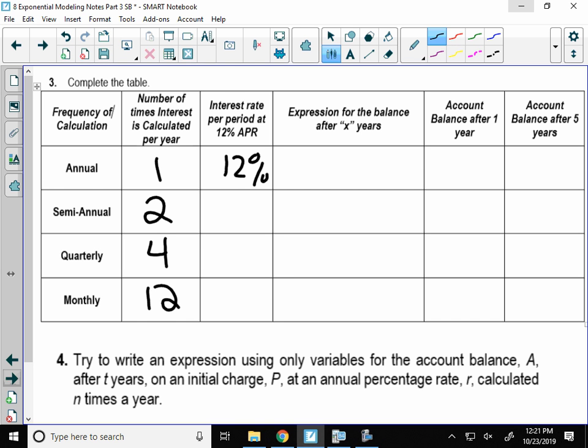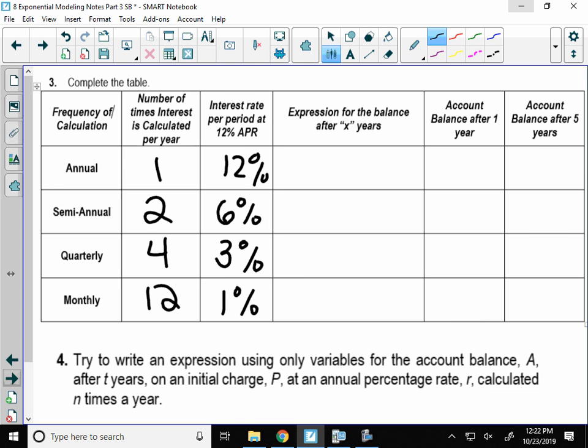Right? That makes sense? And just like the problem above, if I split that 12% over 2 times, what percentage rate are you going to use each time? 6%. Okay, how about if I split the 12% over 4 quarters? 3%. And the 12% over the 12 months? 1% each time. Okay, does that make sense so far?